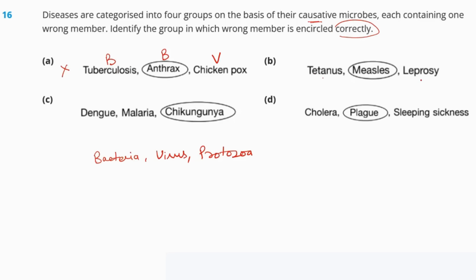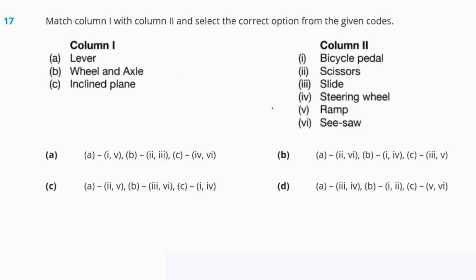Tetanus, measles, and leprosy. Tetanus is bacterial, measles is viral, leprosy is bacterial. This is right. Dengue, malaria, chikungunya. Dengue is viral, malaria is protozoa, chikungunya is viral. So this is wrong. Cholera, plague, and sleeping sickness, right? So here, cholera is bacterial, plague is bacterial, sleeping sickness is protozoa. So this is also wrong over here.